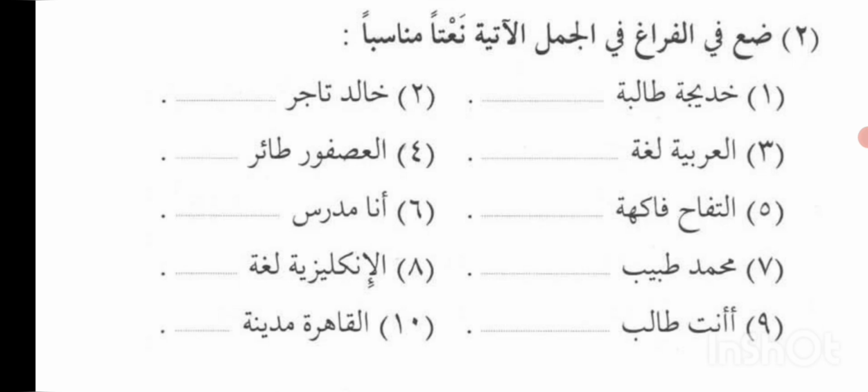They want you to attempt this exercise as well. You are to insert suitable adjectives. Khadijatu talibatun. Khadijat is a student. Which kind of student? You have to provide an adjective. Talibatun mujtahidatun, for example, is a serious student, a hard-working student. Khalidun tajirun, tajirun what? You mention what it is. Al-Arabiyyatu lughatun what? Al-Usfuru ta'irun. So you add adjectives to the ends of these expressions.